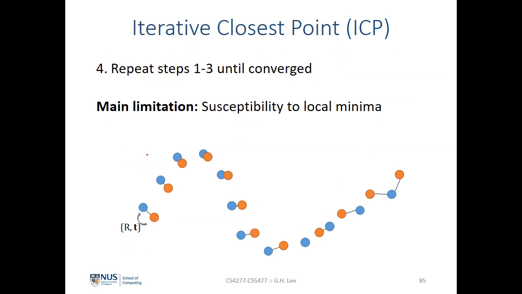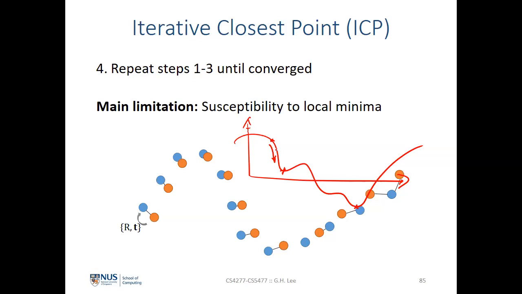But the main limitation is that it's susceptible to local minima. That means it has a very narrow range of convergence, a very narrow basin of convergence, because it's iterative. When you talk about local minima, let's say one dimensional, this is my global minimum here. I have a local minimum. If I start here, then I end up here instead of here, right? Because it's some sort of gradient descent, I will get stuck in a local minimum. So this means that the initialization needs to be close to the correct solution. It has a very narrow basin of convergence, right? So this is not good.